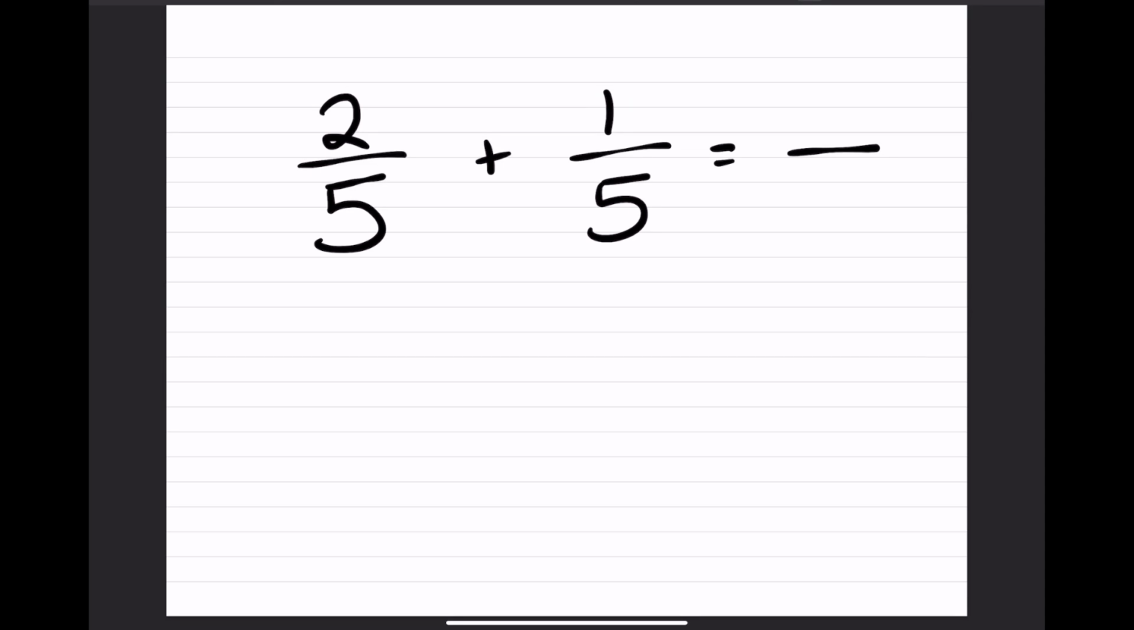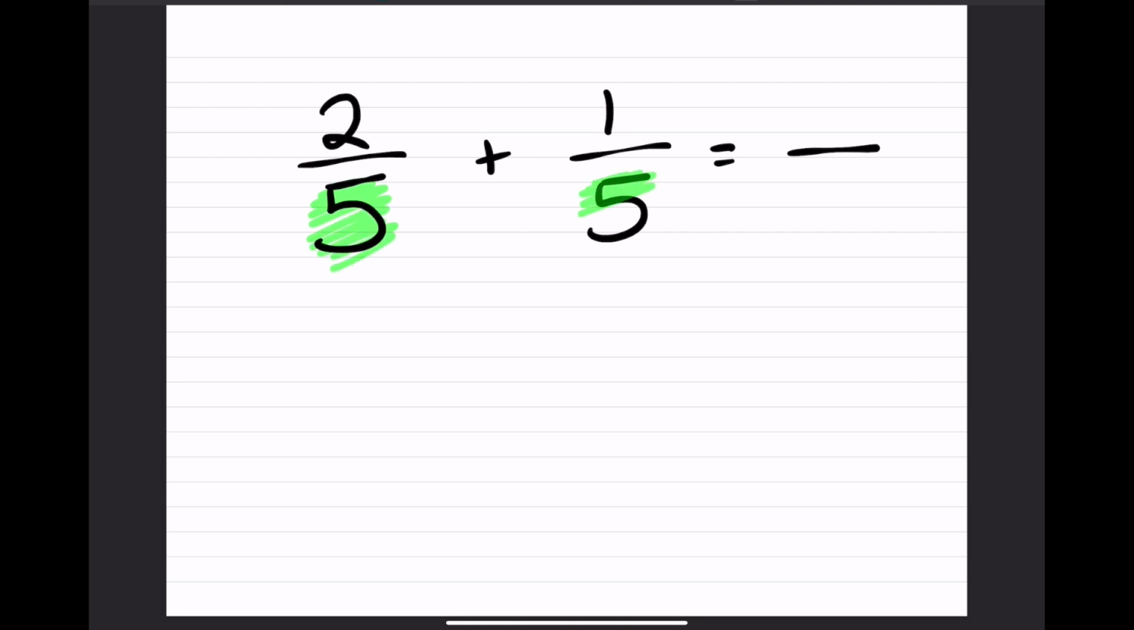All right, let's talk about fraction addition. So when I'm adding fractions, I first want to check their denominators. The denominators need to be the same in order to add the fractions. The denominator is the number on the bottom of the fraction. So in this case, those are my 5s.